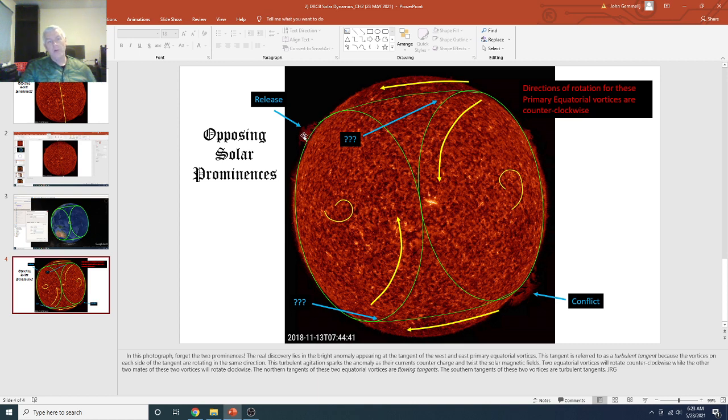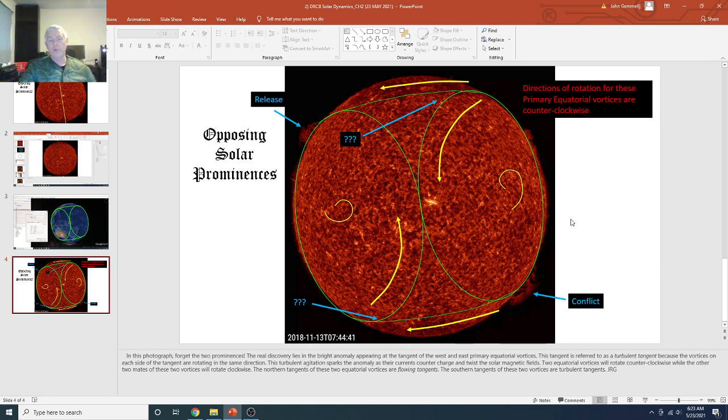So you have this prominence here, which is opposite this prominence here, and now we see why these prominences are where they are. They are following the points of these tangents. And we'll notice that at the tangent in the center, we also have another anomaly, a very not bright anomaly.